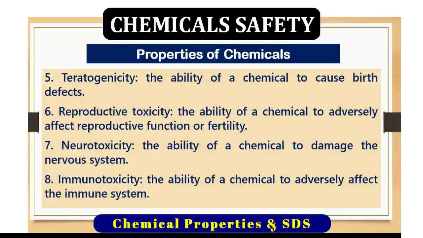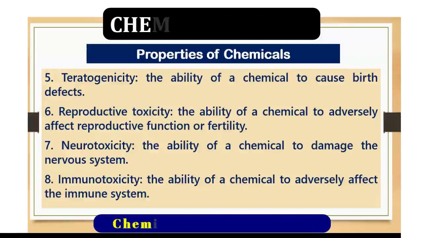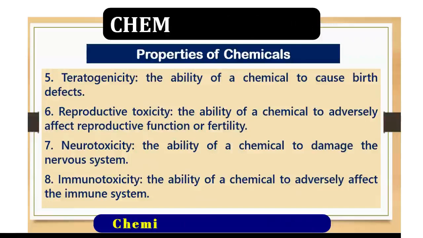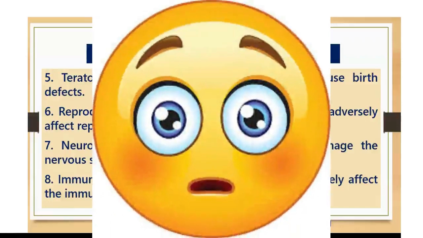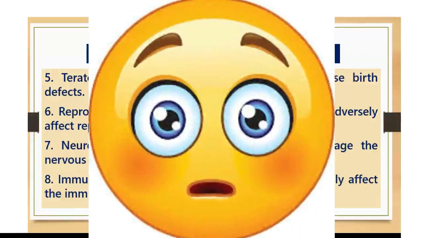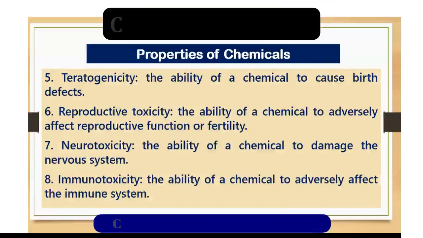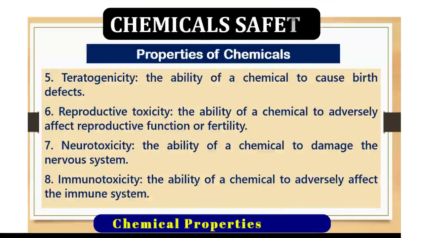Number five, teratogenicity, the ability of a chemical to cause birth defects. Number six, reproductive toxicity, the ability of a chemical to adversely affect reproductive function or fertility. Number seven, neurotoxicity, the ability of a chemical to damage the nervous system. Number eight, immunotoxicity, the ability of a chemical to adversely affect the immune system.